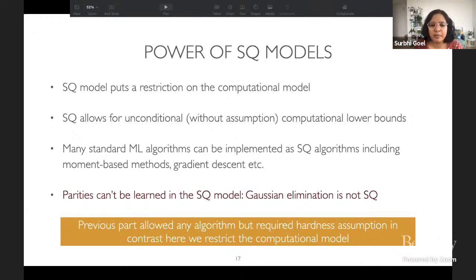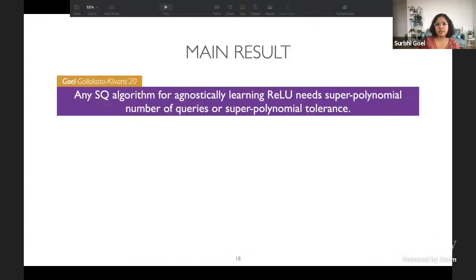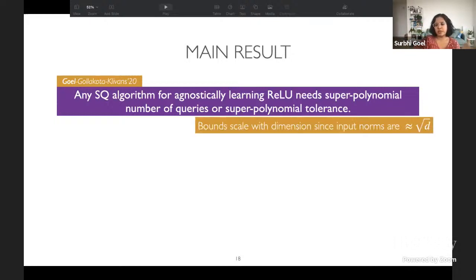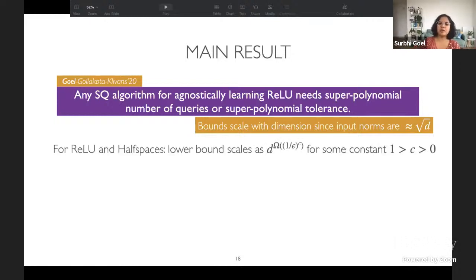Like I said, the previous part allowed for any algorithm, but required a hardness assumption. In contrast, here we restrict the computational model and argue that if we restrict the computation model, we cannot learn this problem. So the main result is the following: any SQ algorithm for agnostically learning ReLUs needs a super-polynomial number of queries or super-polynomial tolerance. Here the bounds from the first case scale with dimension, because now we're looking at Gaussian input, so the input norms are square root D, whereas the input norms were 1 before. And the exact bounds are the following.